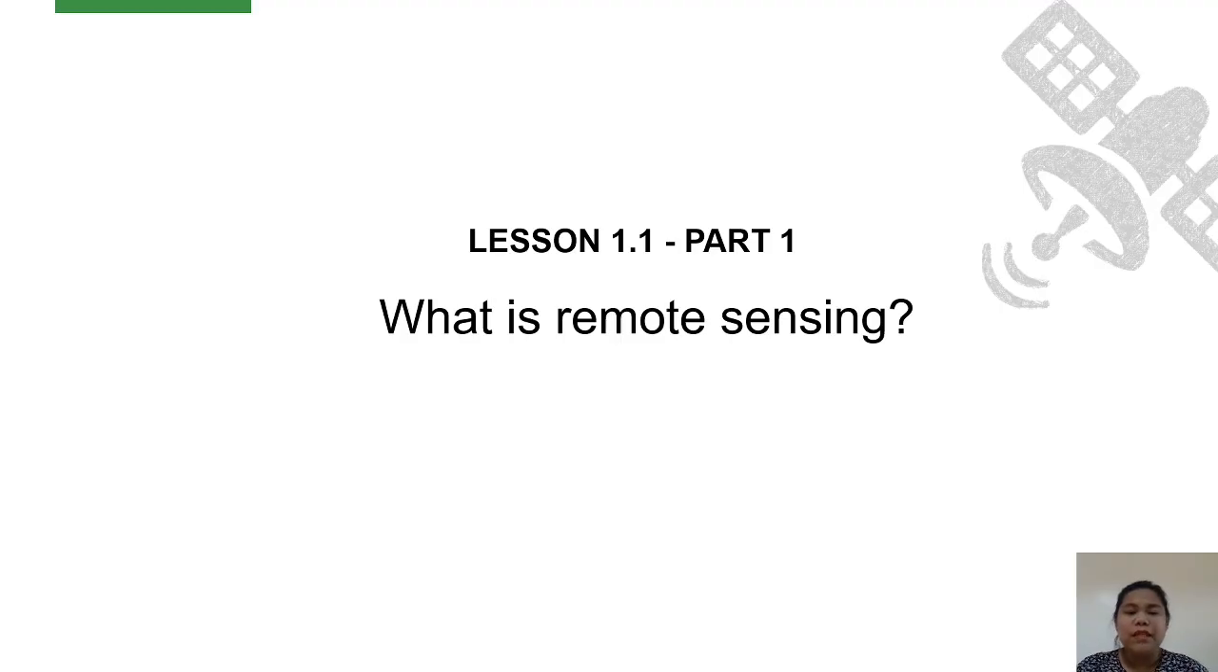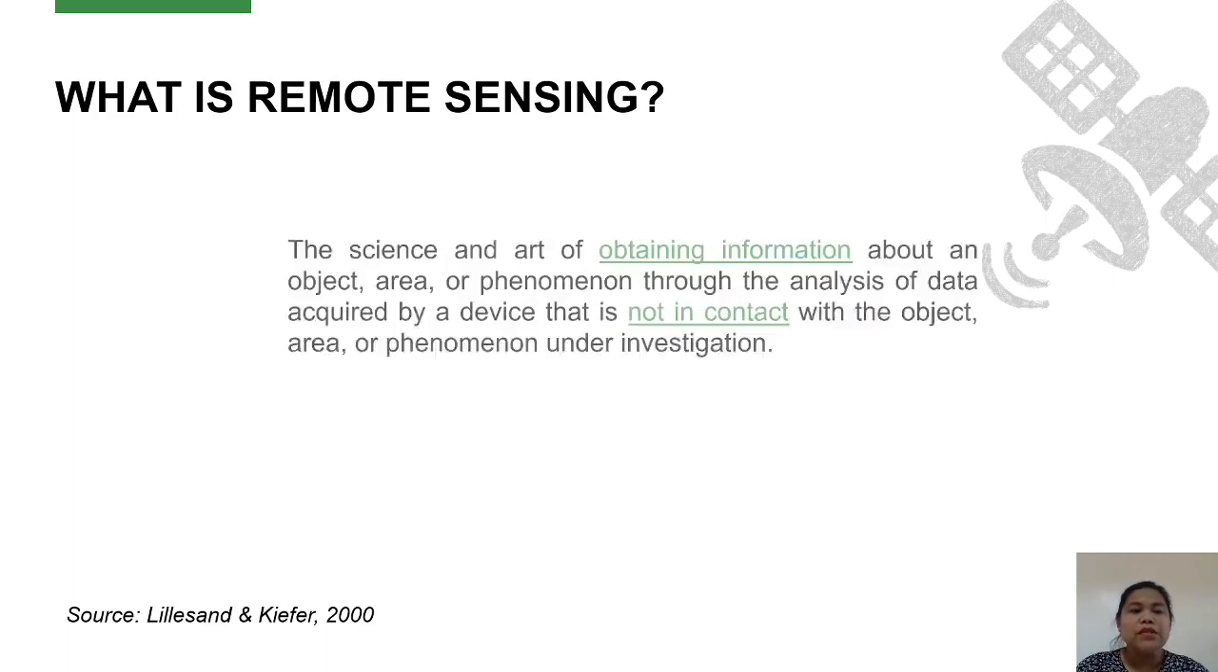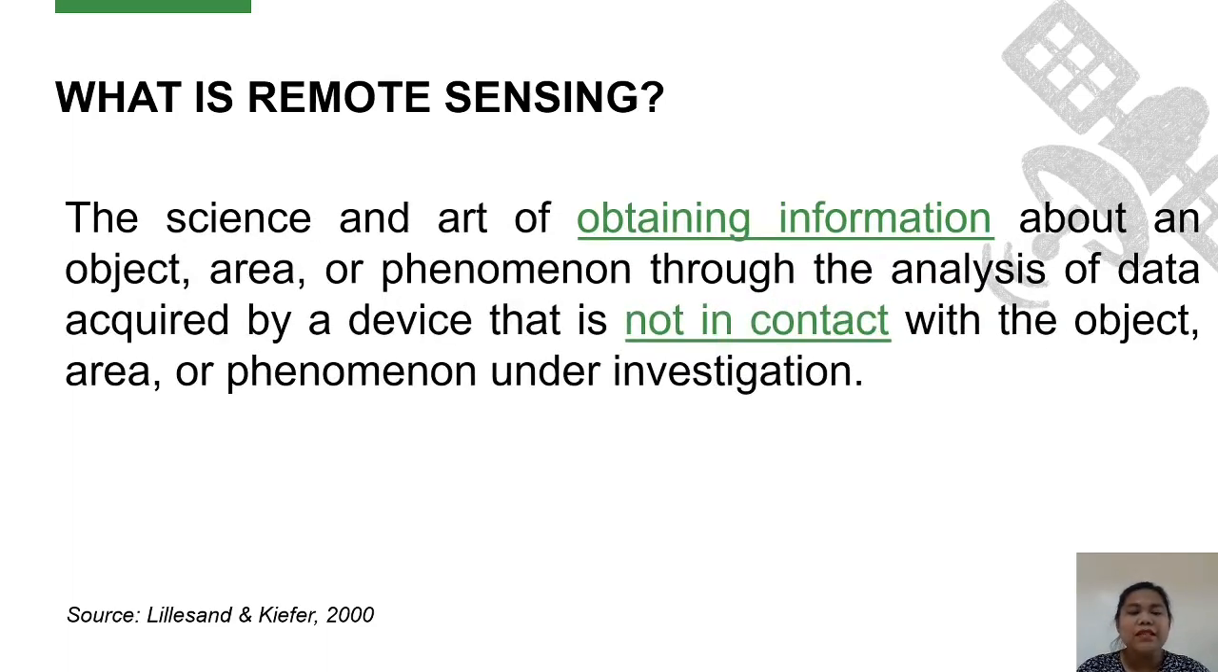What is remote sensing? Remote sensing is defined as the science and art of obtaining information about an object, area, or phenomenon through the analysis of data acquired by a device that is not in contact with the object, area, or phenomenon under investigation. So the keywords are obtaining information and not in contact.